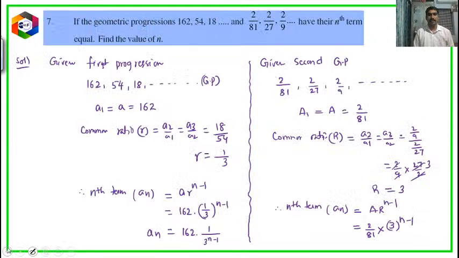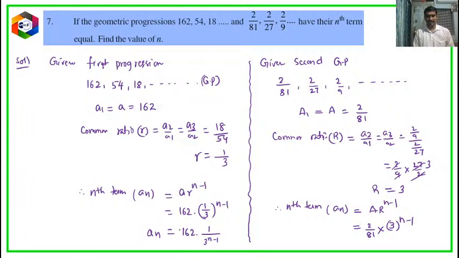So once again, this is an important 4 marks question, children. You used to get 4 marks from this exercise, this model only. Once again there are 2 progressions which are given. The first progression is 162, 54, 18.